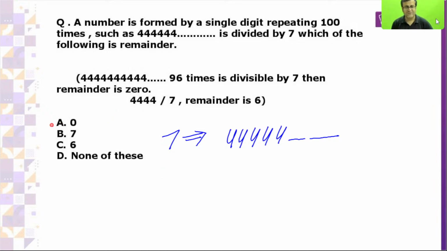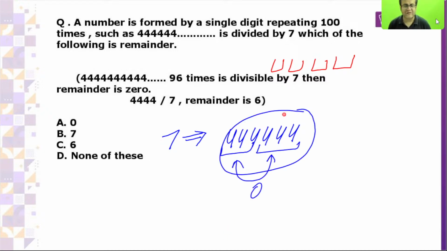0? No. This is not 0. Divide by 7, what will you do? As we know, in case of 7, I told you that you will have to make the groups of 3, 3, 3, 3. If I take 6 times, definitely this is 4, 4, 4, 4. These two difference is equal to 0. This number is exactly divisible by 7. Remainder will be 0.